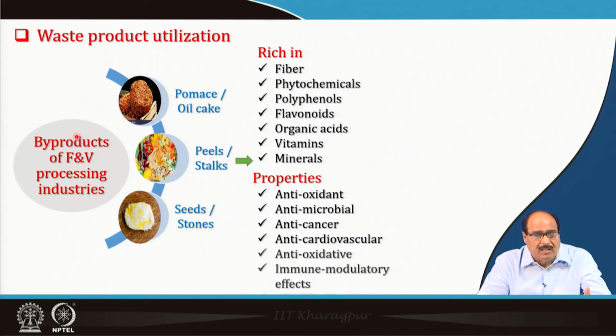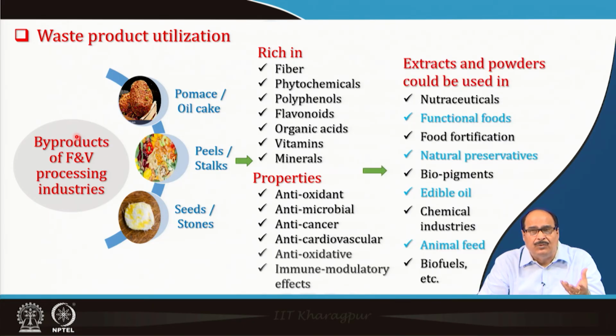So all these wastes should be properly processed, and either in powder form or liquid form they can be used, that is extracts or powders. They can be used as an ingredient, either as a nutraceutical or in functional foods. They can be used in food fortification programs. They can be used as natural preservatives, biopigments, that is biocolor, food grade color, edible oils, chemical industries, animal feed industries, and biofuel. So a lot of potential applications of these wastes are there.